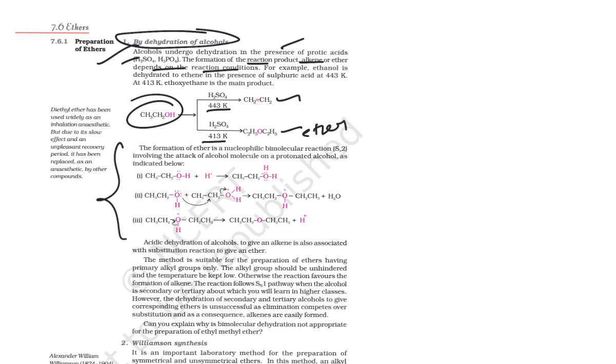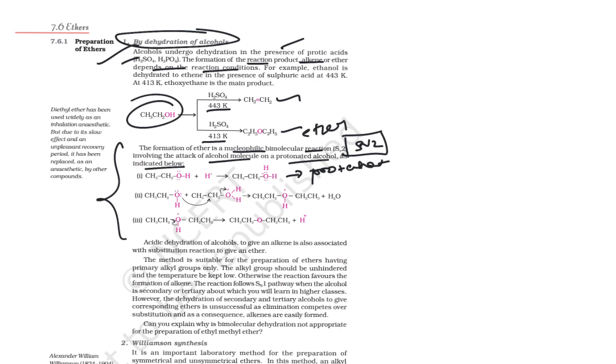The formation of ether is a nucleophilic bimolecular reaction, that is SN2, so both your nucleophile and your substrate are involved in the rate determining step. The rate of reaction depends upon the nucleophile as well as the substrate. It is an SN2 reaction involving attack of an alcohol molecule on the protonated alcohol as indicated below. The first step is protonation.